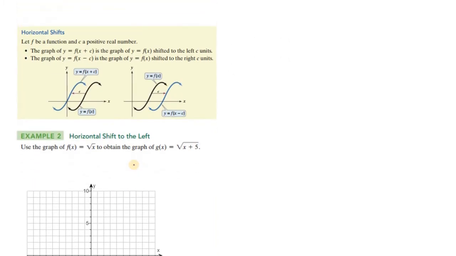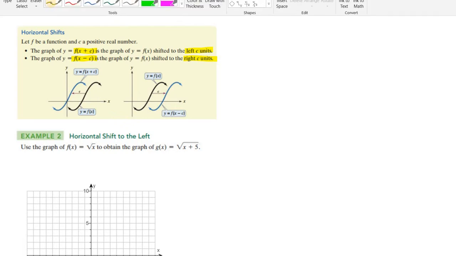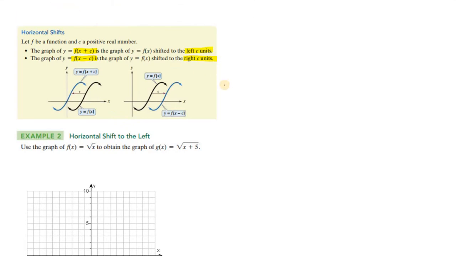Alright, let's take a look at horizontal shifts. The main part you need to memorize, I'm just going to highlight this part. So if we have f of x plus c, then this is going to shift left c units. If we have f of x minus c, this is going to shift right c units. Okay, so let's go ahead and take a look at example 2. How can we apply these horizontal shifts? So again, this is saying to use the graph of f of x equal to square root of x to obtain the graph of g of x equal to square root of x plus 5.